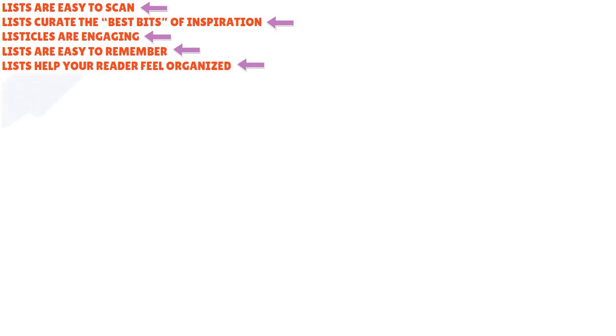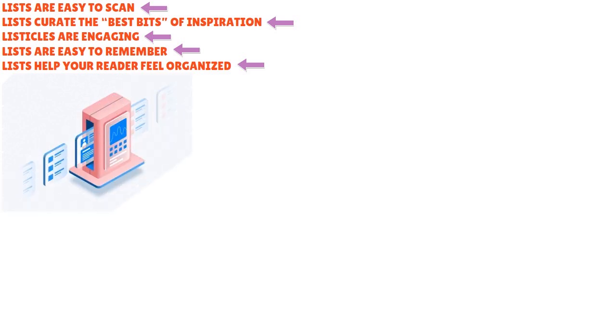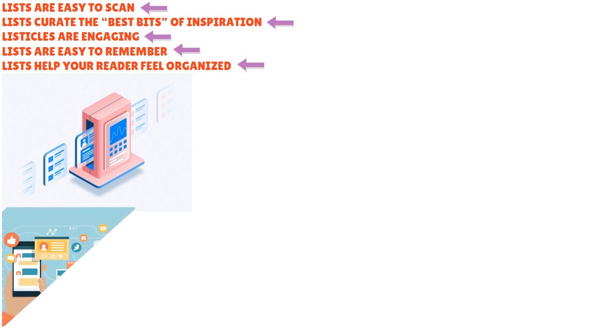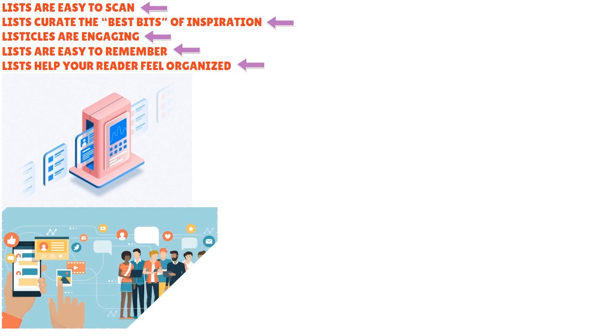Let me break it down for you. Lists are easy to scan. Readers can scan subheadings until they get to the list items that finally catch their attention. In other words, lists save time. Also, what about curation here? Well, lists save time because they get to the point, right? They are great for giving your audience quick ideas and inspiration.